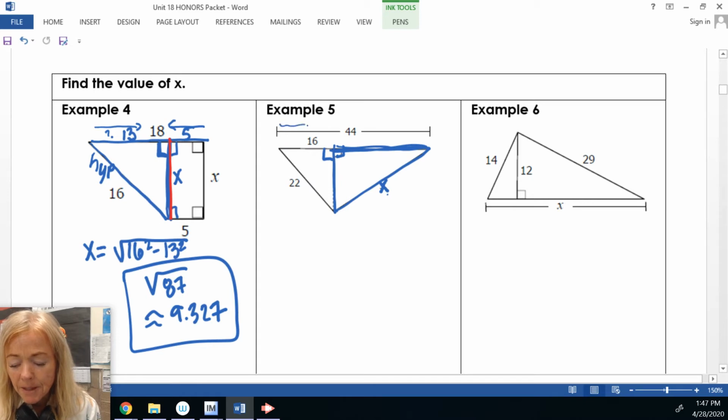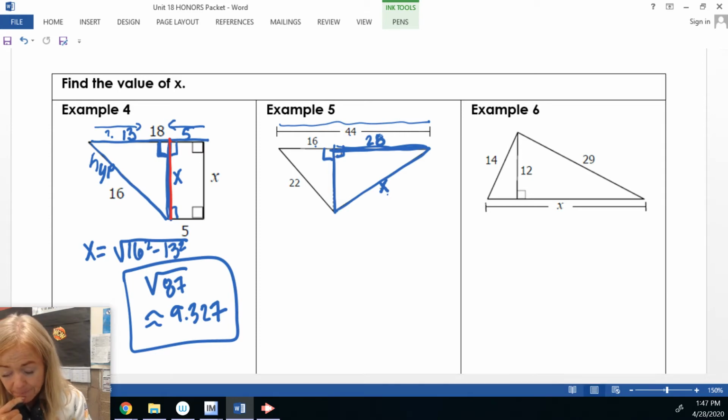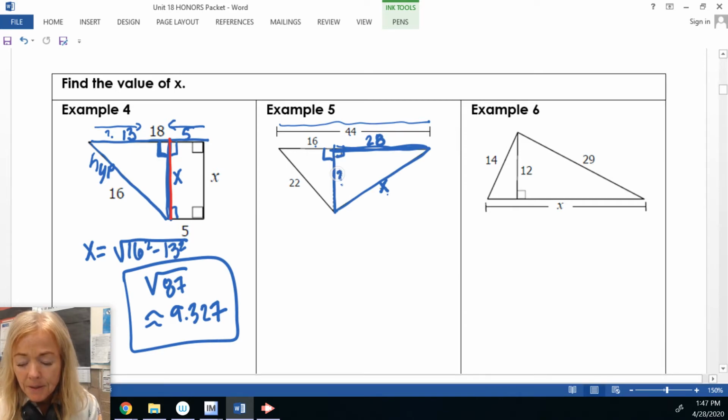I know this whole length is 44. If I subtract 16 from 44, then I get 28, which would be this side measure, 28. Okay, now I have 1. I need one other one. I need this one right here, right? So I have a right triangle to the left here, and I can use this right triangle, the 16 and the 22, the hypotenuse is 22 and the leg is 16.